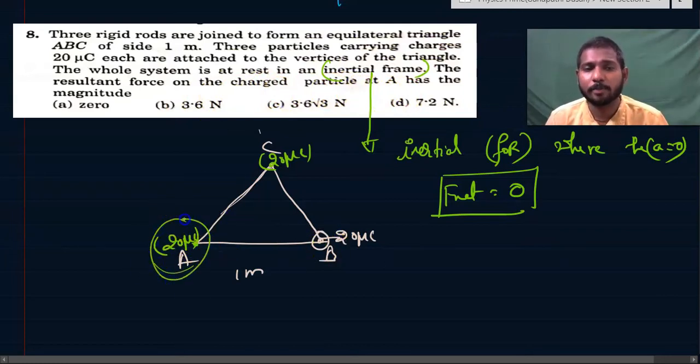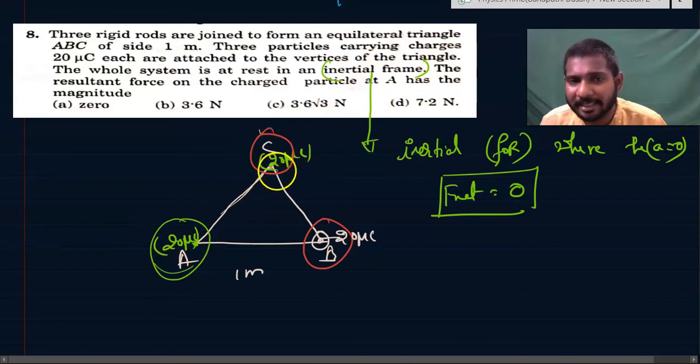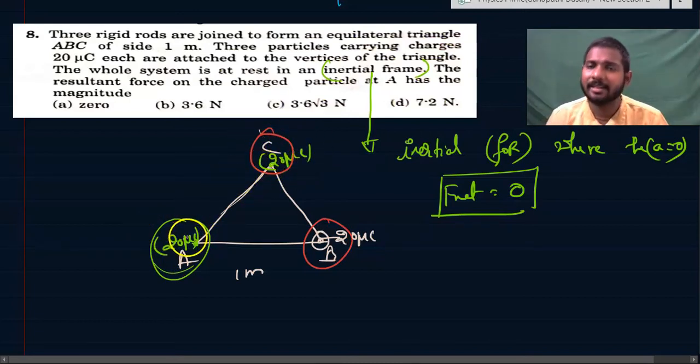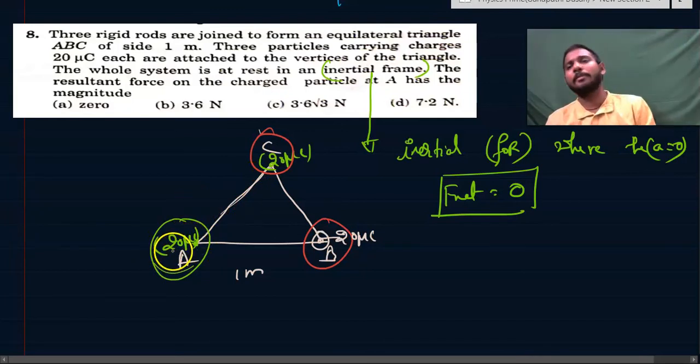The resultant force on B should also be 0. The resultant force on C should also be 0. Resultant forces may be there. This 20 microcoulomb might be attracting this, repelling this 20 microcoulomb maybe, and this rod also might be exerting some force. The gravity also might be exerting some force.